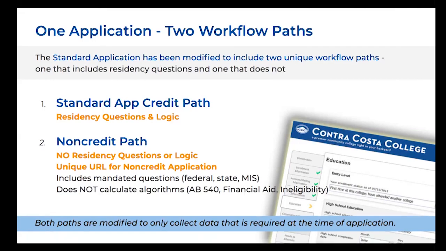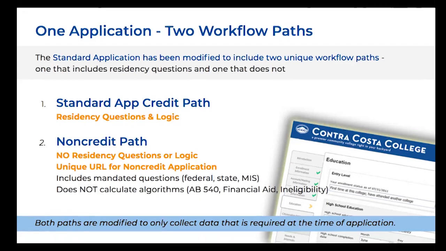We've also provided a unique URL for this path. So you'll still have your standard application URL where all of your students are going now. But for the non-credit path, we provide you a new URL that has a non-credit flag at the end that you use in any way you want. It is your responsibility to identify your non-credit students. So you can put it on your web page, you can have it in campaigns. We'll give you the unique URL for which non-credit students will start their application.